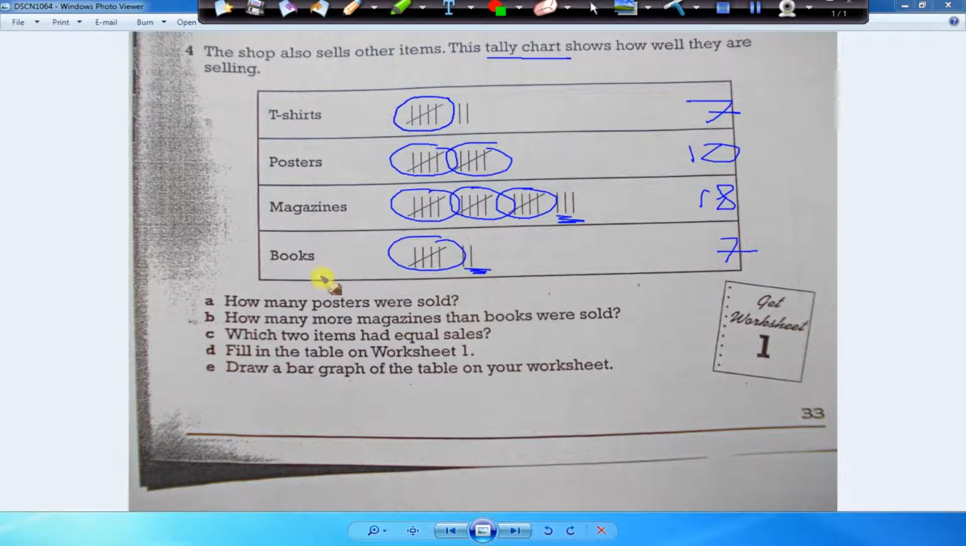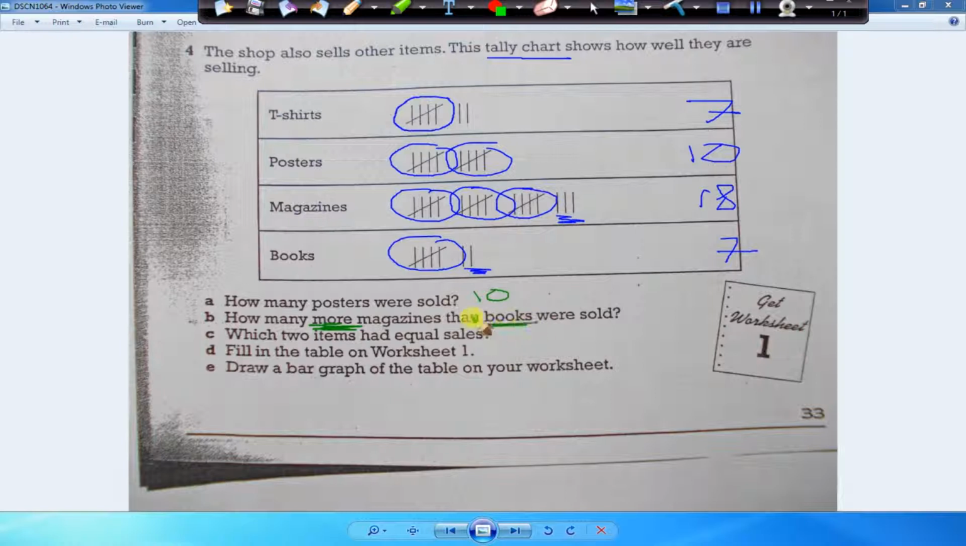Now let's try to answer these questions and then we draw a bar chart. Nice and quickly this time. How many posters were sold? So we go to posters and the answer is 10. Right, 10. Now, how many more? Comparison. How many more magazines than books?